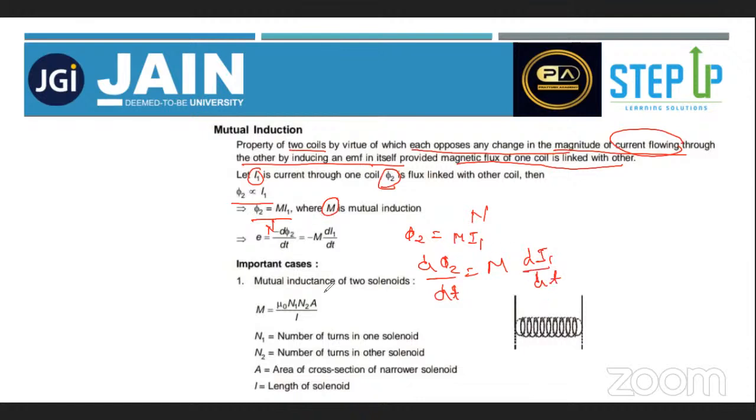Important case: the mutual inductance of two solenoids will be equal to this expression, where N1 is the number of turns in one solenoid, N2 in the other solenoid, A is the area of cross section of the narrower solenoid, whichever is narrower, that area of cross section you have to take, and L is the length of the solenoid.